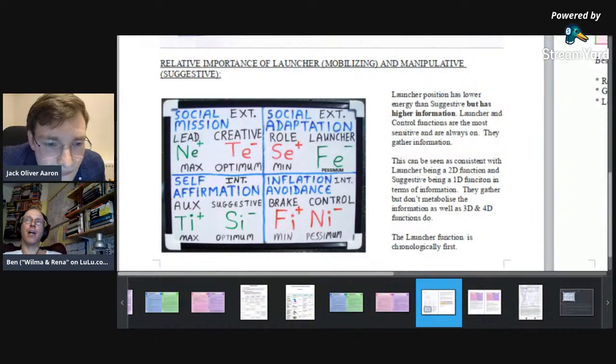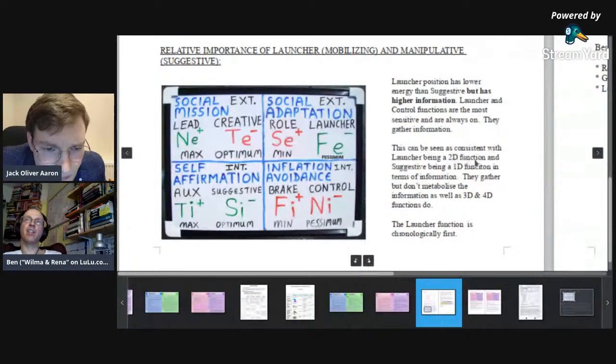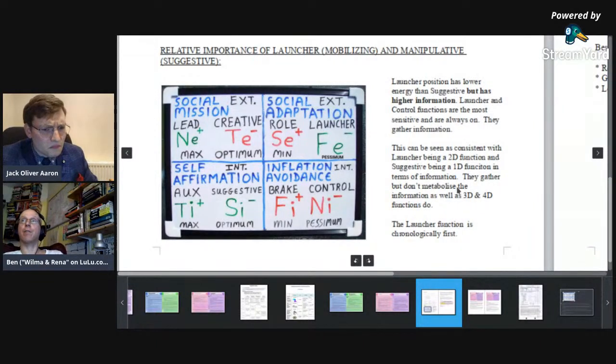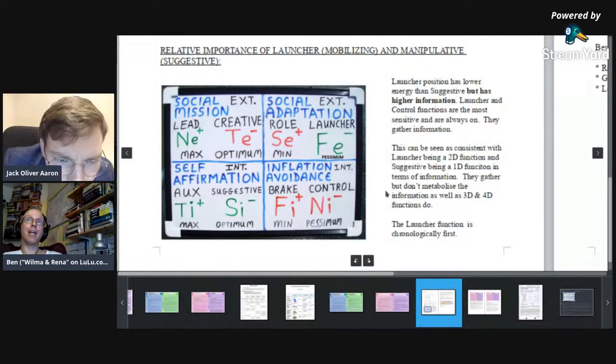Launcher position has lower energy than suggestive but has higher information. Launcher and control functions are the most sensitive and are always on. They gather information. This can be seen as consistent with launcher being a 2D function and suggestive being a 1D function in terms of information, although that is coming from Bukalov. They gather but don't metabolize the information as well as 3D and 4D functions do. The launcher function is chronologically first, because you were saying in one of your criticisms that the mobilizing function was downplayed in importance.